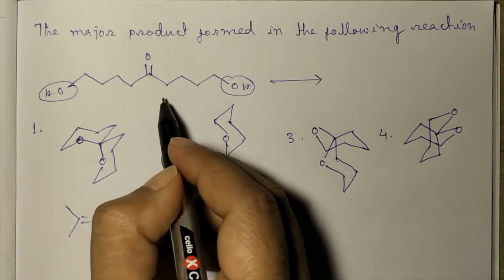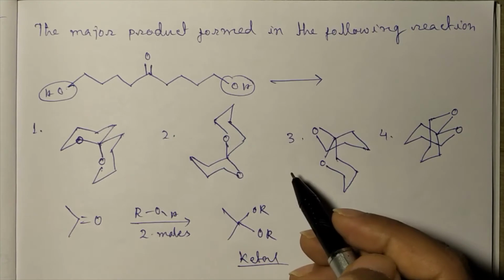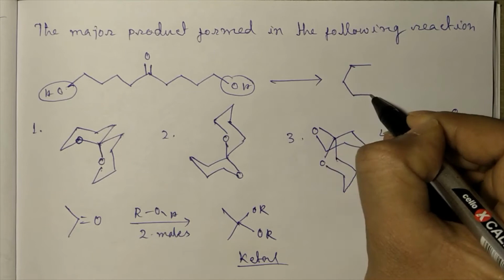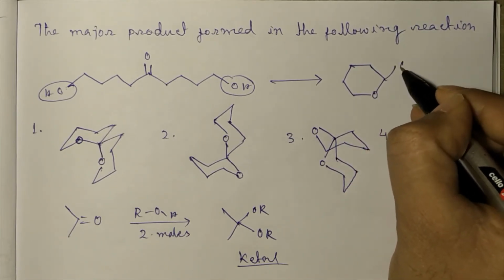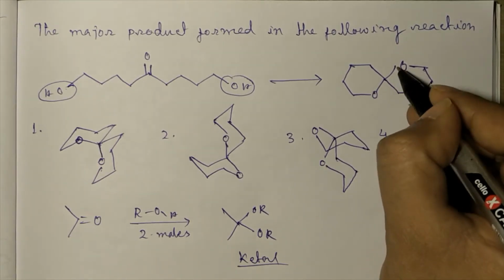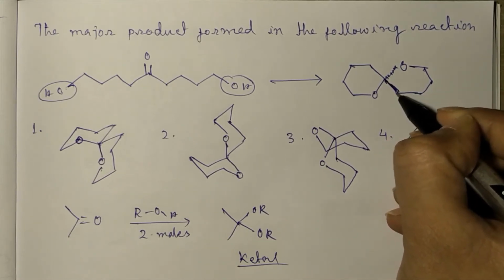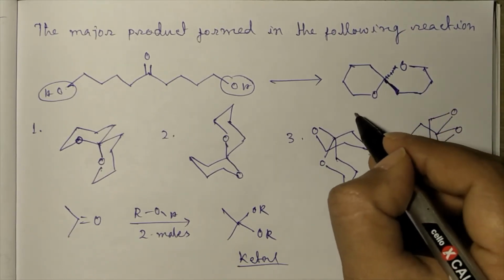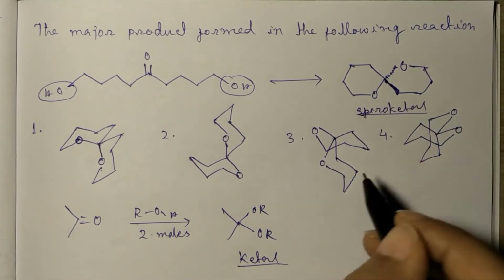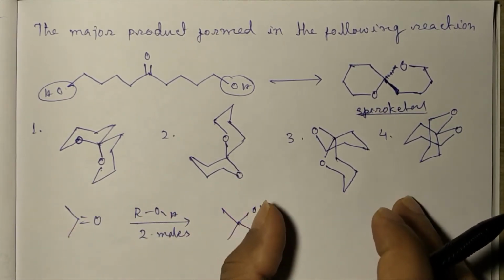Now when this reacts, these two hydroxyls will react with this keto group to produce a ketal, and that ketal will be produced here. This ketal will be produced, and this compound is called a spiro compound. So this is called a spiroketal. Now we have to determine which spiroketal is more stable between these four.